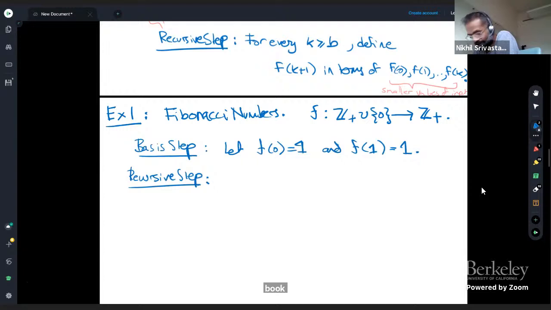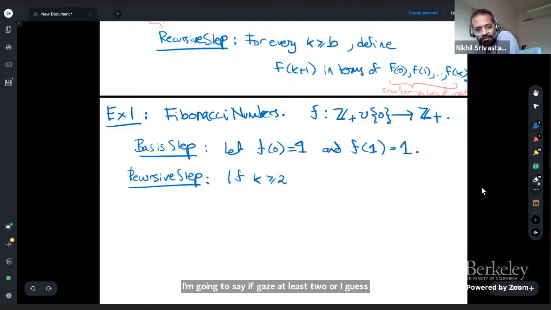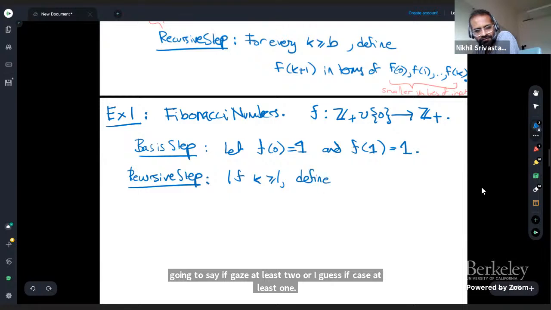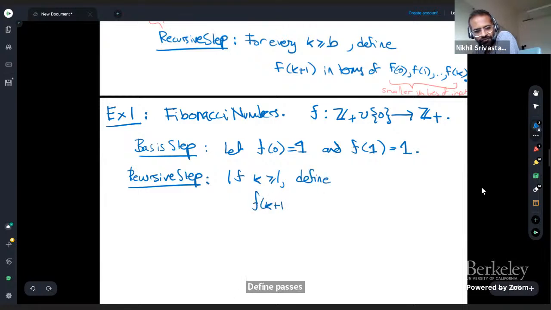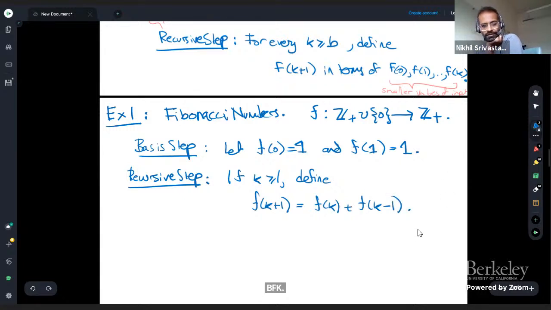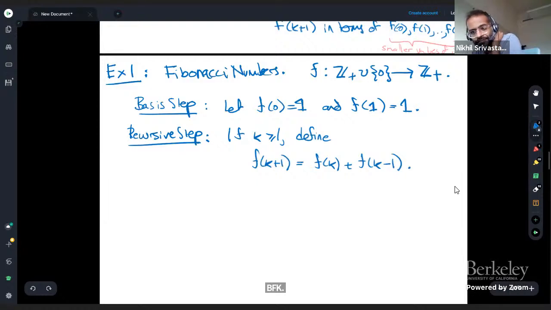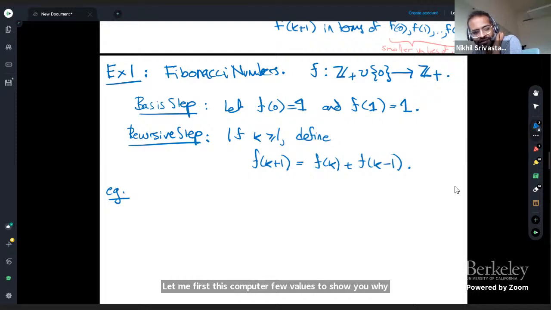So for the recursive step, I'm going to say if k is at least 1, define f of k plus 1 to be f of k plus f of k minus 1. Okay, now maybe you should ask yourself, why is this a valid definition? Let me first just compute a few values to show you why it's a valid definition.